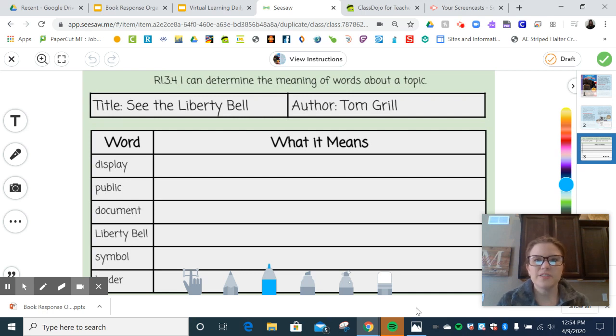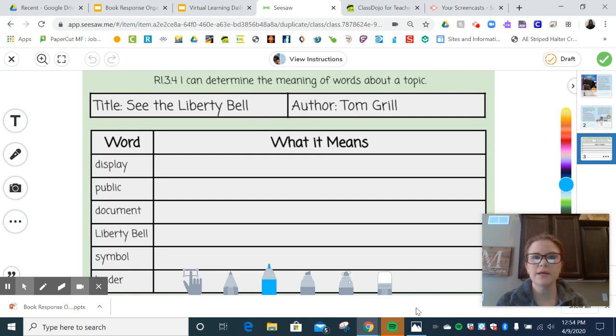Hi, third graders. This week we are going to be working on the standard RI.3.4, which is I can determine the meaning of words about a topic. So we are going to be looking at some informational text that teaches us new things, and we are going to be trying to figure out what some of the words that we come across mean.